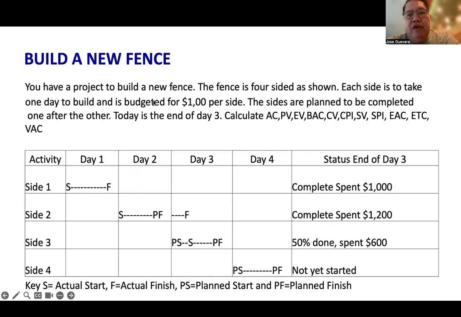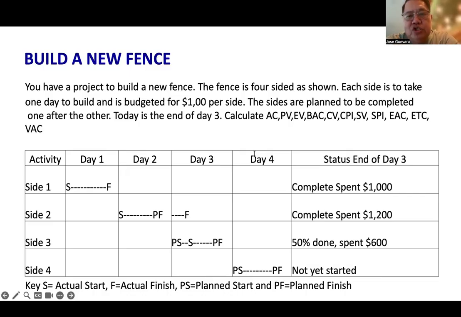So now let's apply everything we've learned to a practical example. Imagine that you are a project manager responsible for building a new fence. The fence has four sides, and each side is planned to take 1 day to complete. Each side has a budget of $1,000, making the total project budget $4,000.